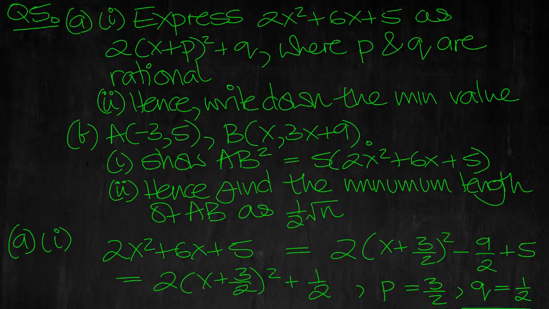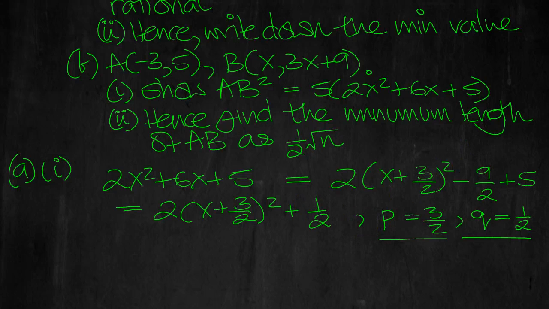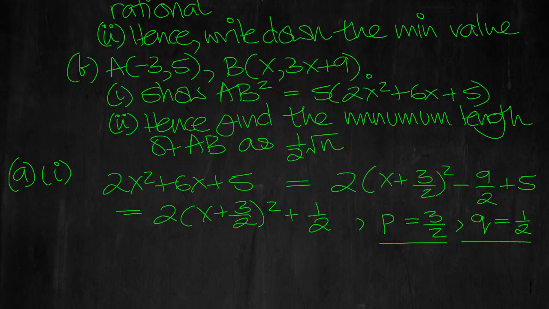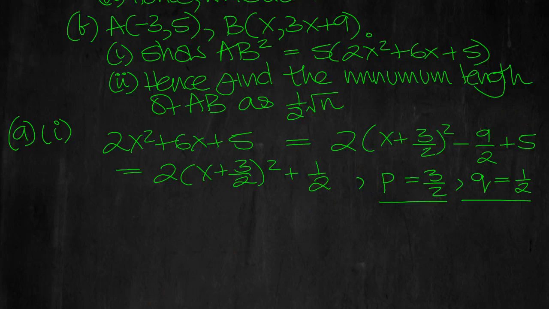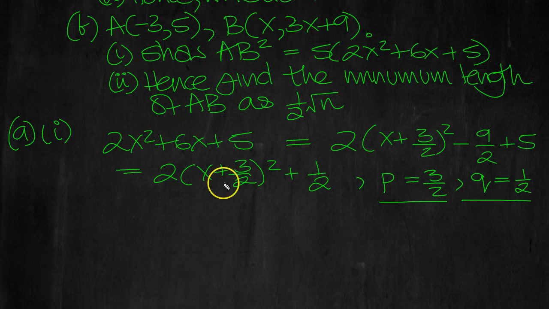Okay, good. Hence write down the minimum value of AB. So part 2. Hence write down the minimum value. When this is a minimum, then I suppose this is minimum. So probably the x value. I haven't probably written down the question here. Let's have a look back at the question. Value of this thing here. So this is minimum. What value? Well, when x is minus 3 over 2, this will disappear. And it will just leave a half. It just says write it down. So that's what we've done there.